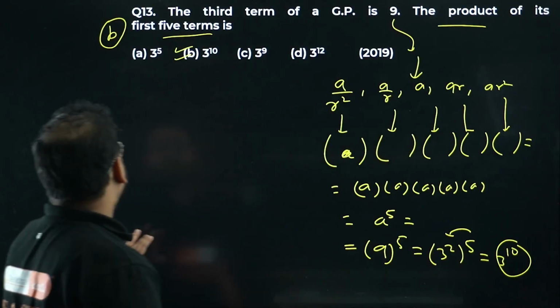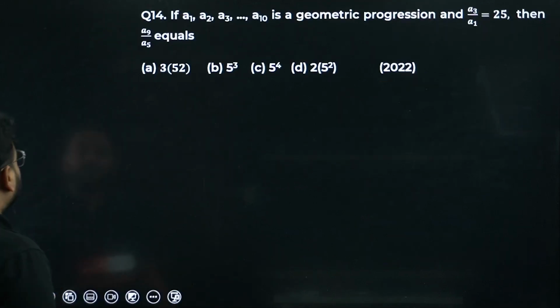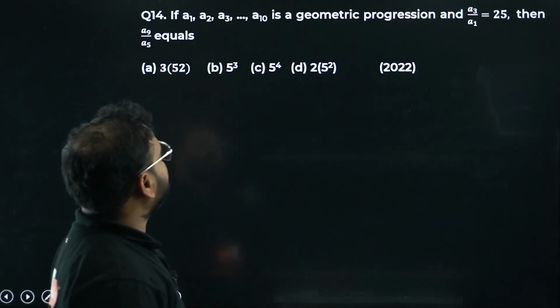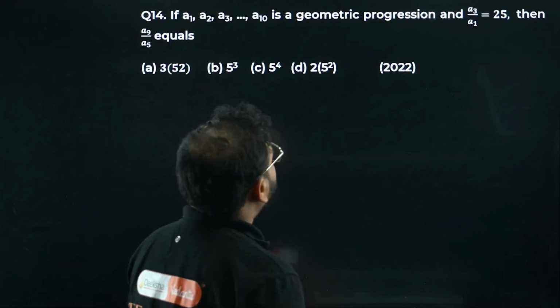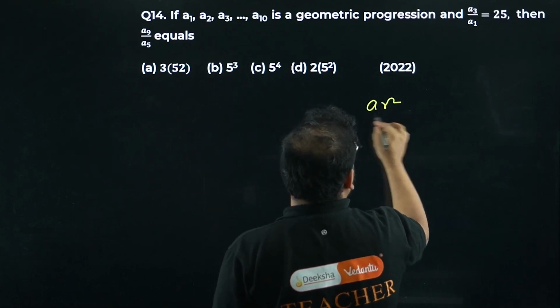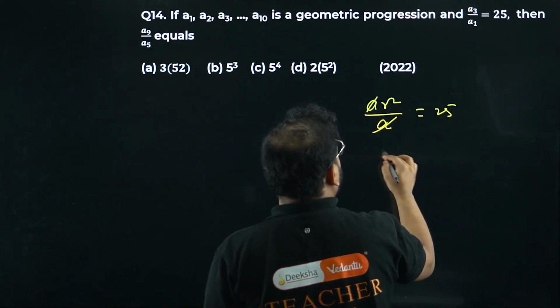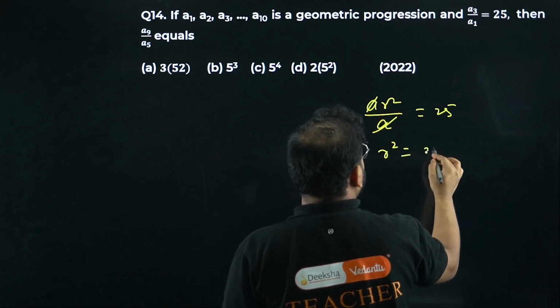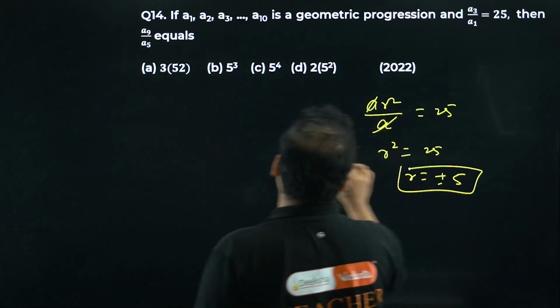Okay, question number 14 now. Question number 14 says, if A1, A2, A3, up to A10 is a geometric progression, A3 by A1 is 25. It means AR square by A is 25. Cancel, we get R square as 25. It means R value is plus minus 5. Clear, no problem. What are they asking?